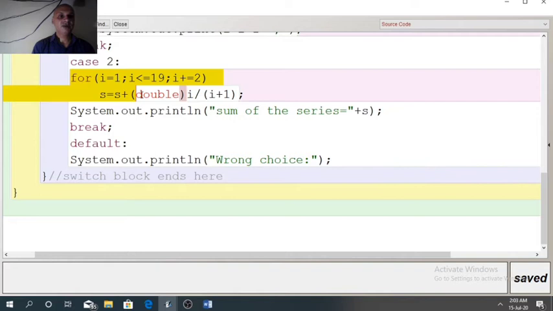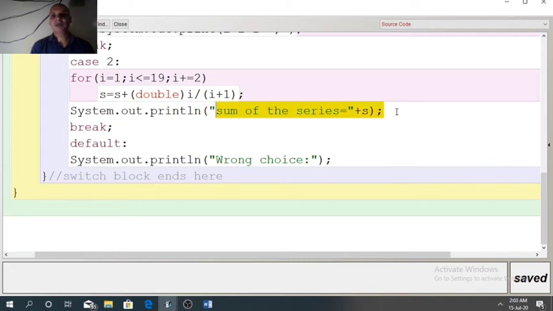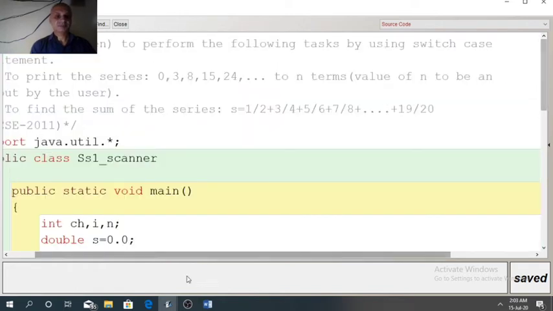When the loop will be over, then we need to print only the sum of the series. So we will give a message, sum of the series equal to, then plus s. S will store the sum. After that break and default. Now we will see the program's result.